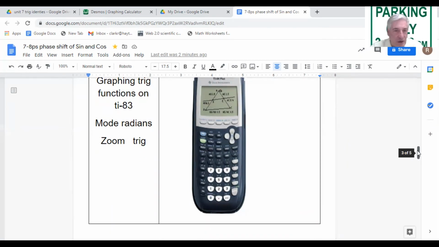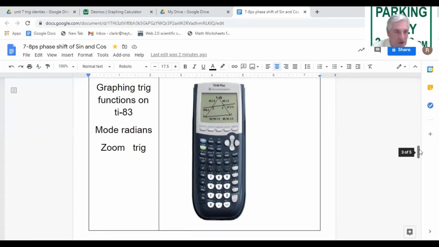All right, you're in mode in radians. How do you know that? You can check it by hitting sine of 30. If the sine of 30 still comes up 1/2, then you are not in radians. If you're still getting the sine of 30, then you're not in radians, you're in degrees.